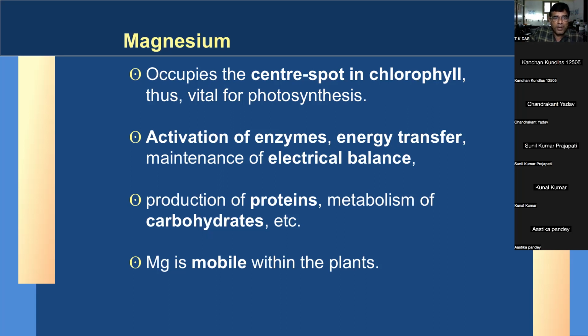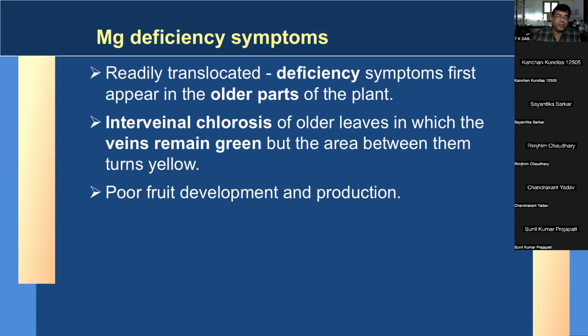Now, other roles of magnesium are activation of enzymes, energy transfer, maintenance of electrical balance, production of proteins, metabolism of carbohydrates. This is important, metabolism of carbohydrates. Magnesium is mobile within the plant system. Therefore, deficiency will come on older leaves or older plant parts. So deficiency symptoms, it is readily translocated. So deficiency symptom will come first on older parts.